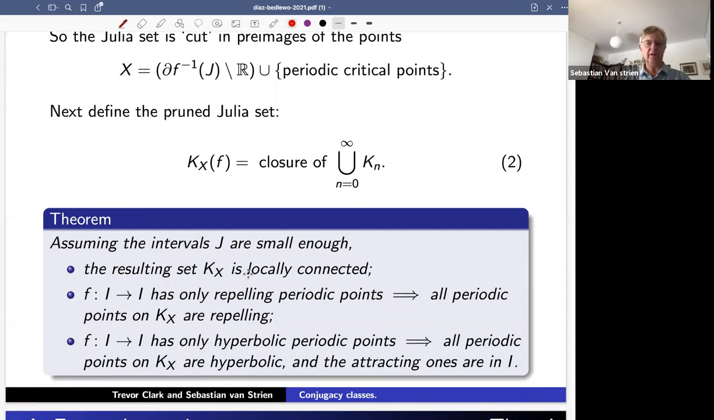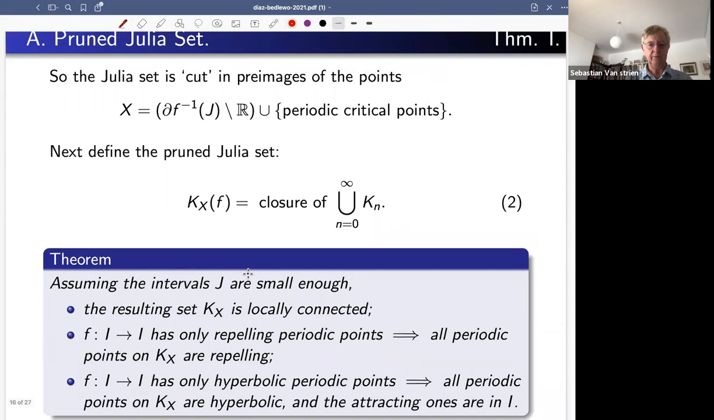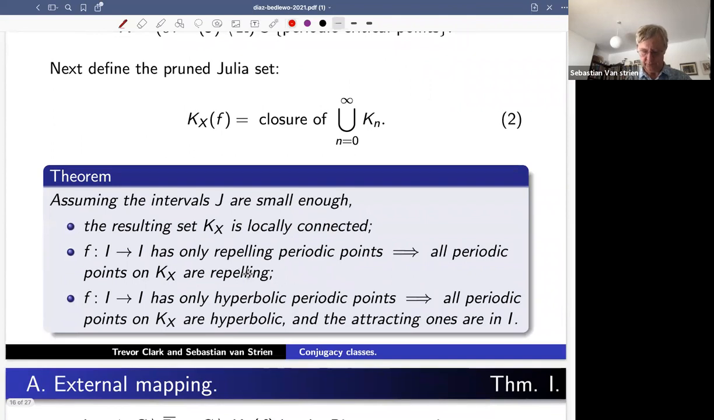Secondly, suppose the real analytic map has only repelling periodic points. Then all the periodic points in this set will include many non-real ones for this map. You still have a map F from Kx to Kx, and in fact on some neighborhood of this set Kx. All these points will actually be repelling also.